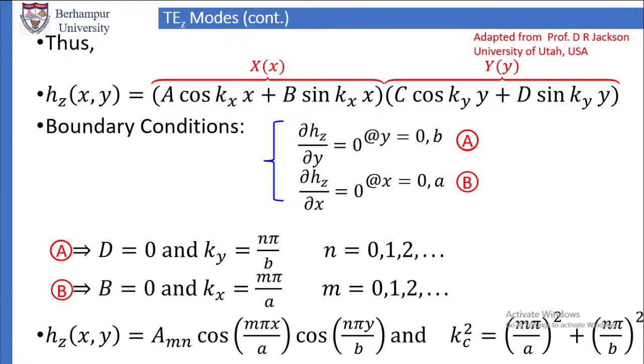Amn is equal to A into C. We need not find out A into C; we'll find out what is Amn, that we'll use later. So Amn into cos m pi x by a, since m pi by a is equal to kx, so cos of kx x gives m pi x by a. Similarly, cos n pi y by b. So this gives you the solution for the Helmholtz equation within the waveguide.